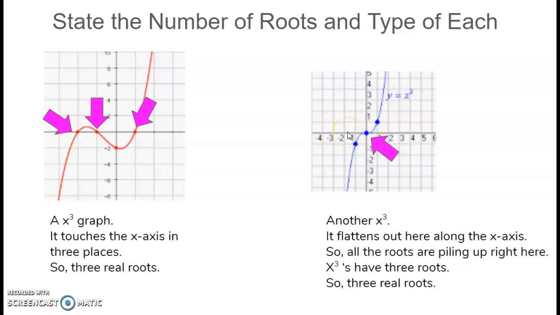The one on the right is touching the x-axis only once. We're not turning around here at all, so it's flattening out this curved part right here in the middle, flattened out along the x-axis. I still know it's an x cubed because I'm coming down here, flattening out, and then coming down again. So because it flattens out there, all my roots are piling up right here, is how they would say it. X cubes have 3 roots, so I have 3 real roots.